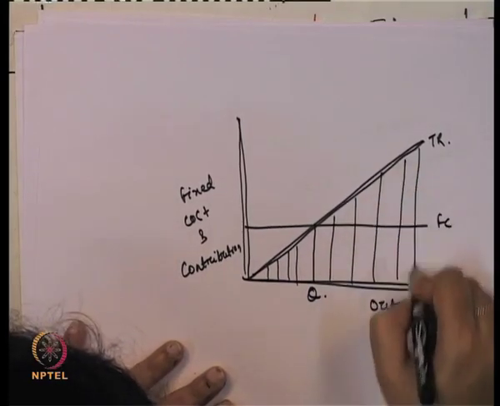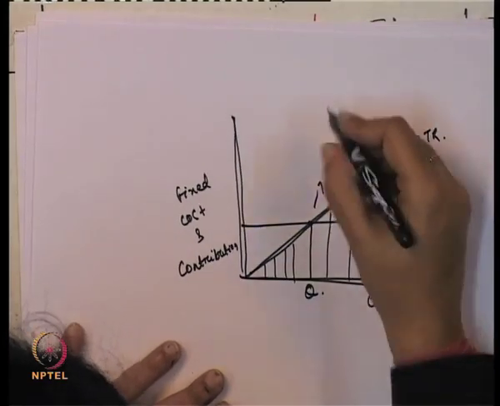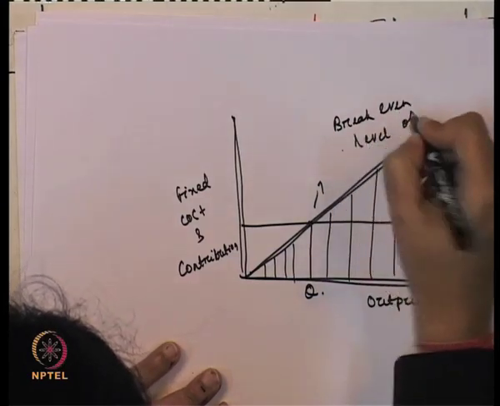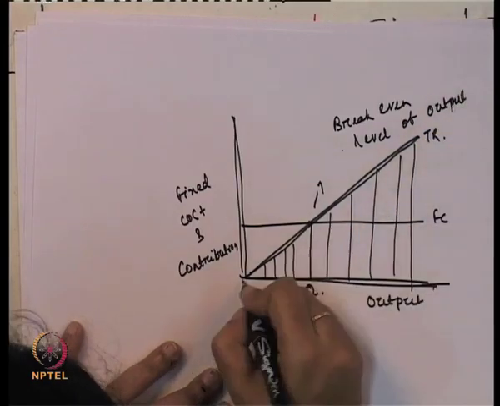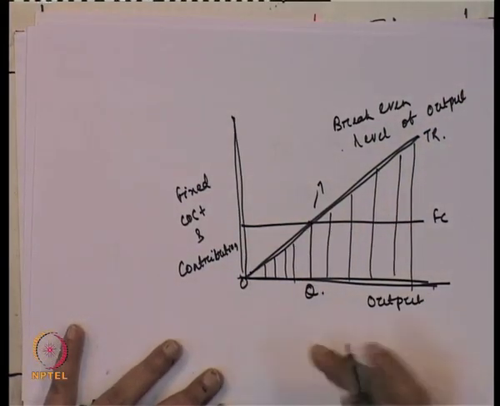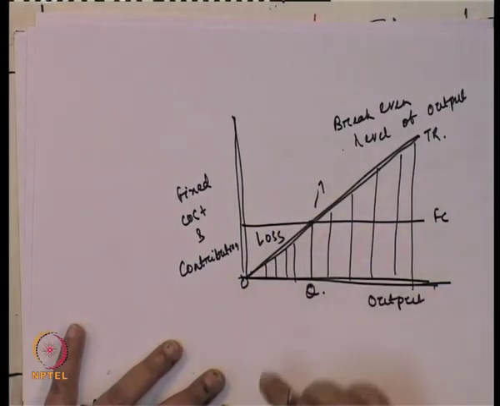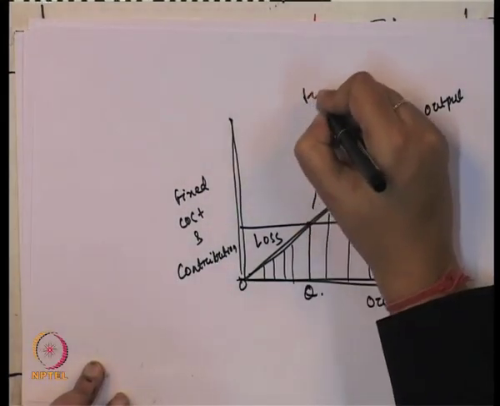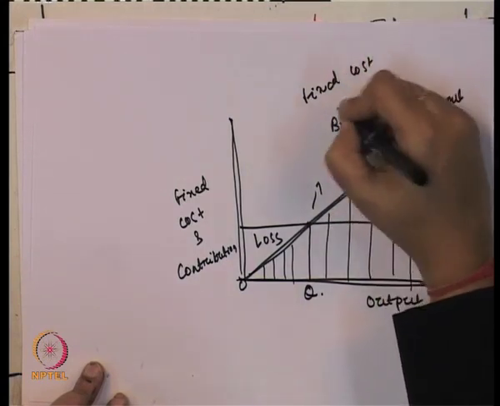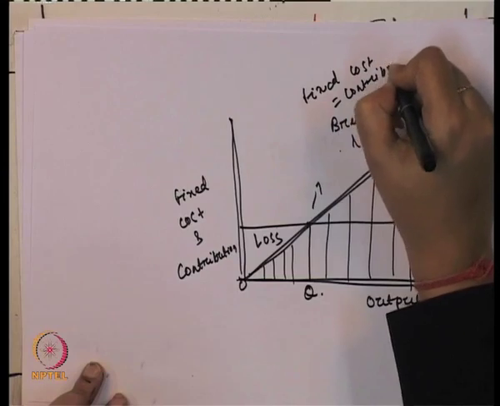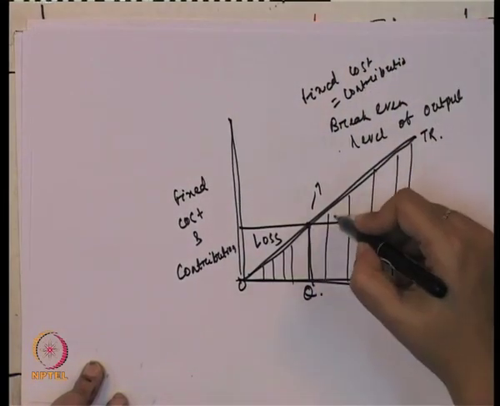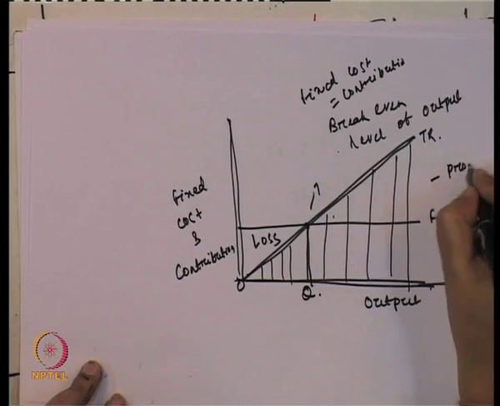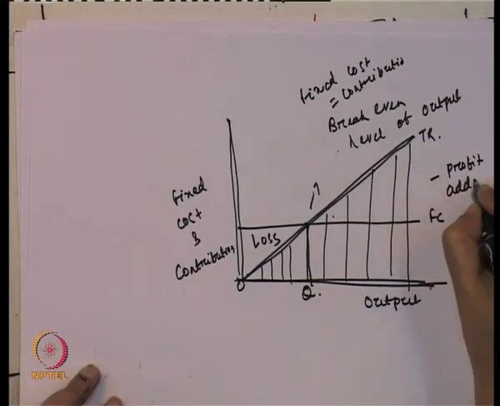Since OQ is the break-even level of output, before it this is the loss because the contribution is less than the fixed cost, and at the point OQ, the fixed cost is equal to the contribution. Beyond this, the fixed cost is less than the contribution, and that is why this is the net profit added to the firm.